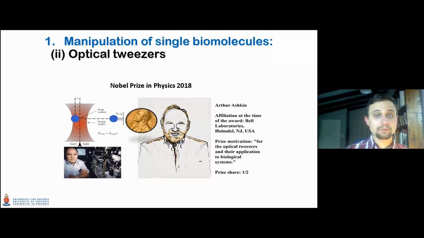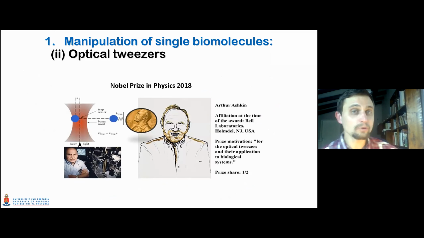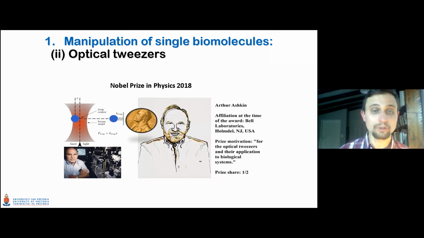With optical tweezers, you can do pretty similar things to some extent. You can also manipulate biomolecules by immobilizing them using a focused beam of light. The Nobel Prize in Physics was given three years ago, shared half between this application and some femtosecond laser spectroscopy application. You might all know how optical tweezers work.